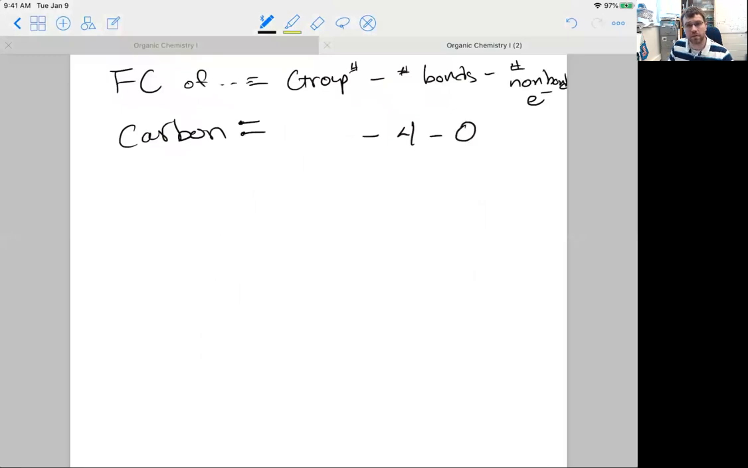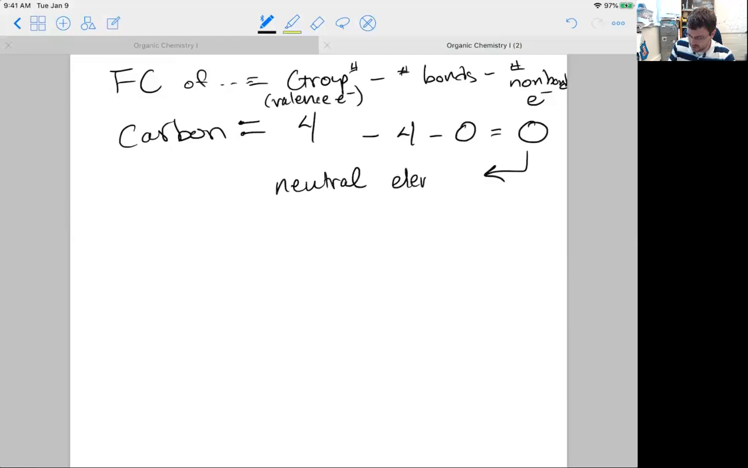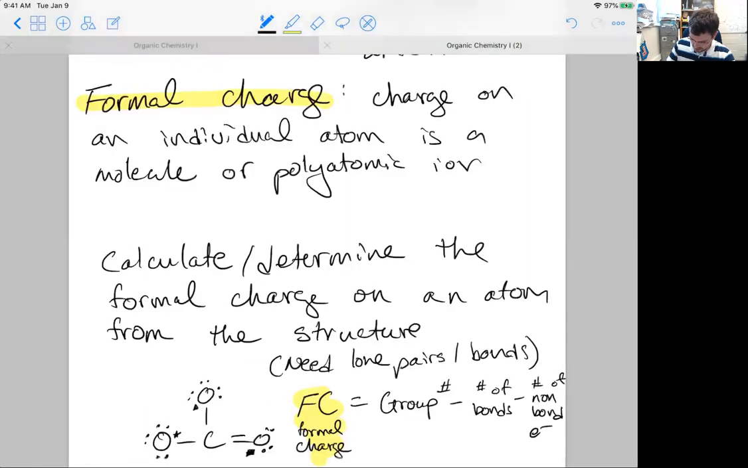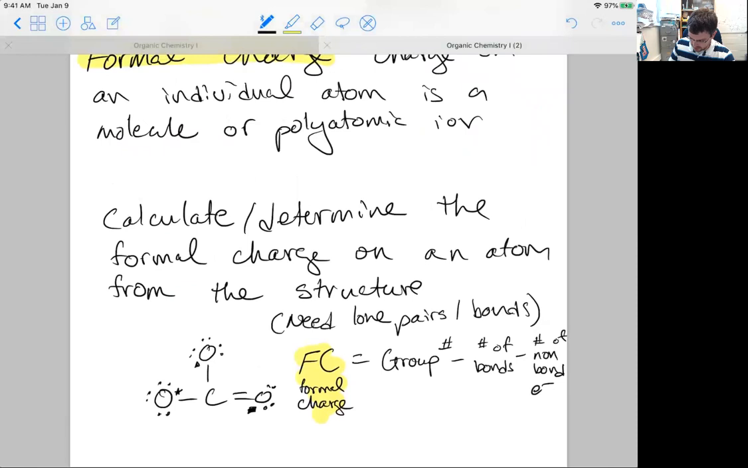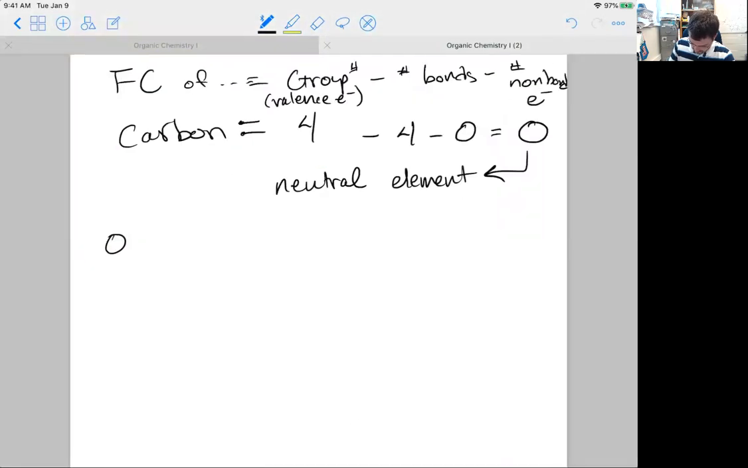Now what's its group number? Its group number is 4. The group number in the periodic table. This is not its atomic number. This is the number that helps us determine the valence electron count. So 4 minus 4 minus 0 is equal to 0. What we say when we see a neutral formal charge is that we have a neutral element.